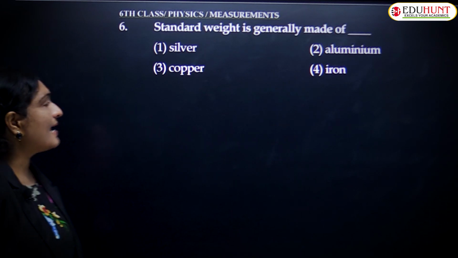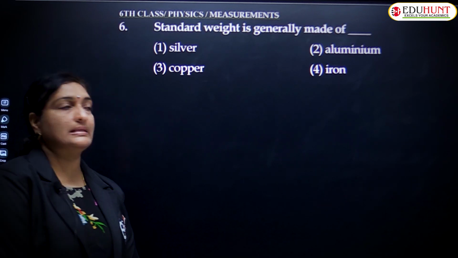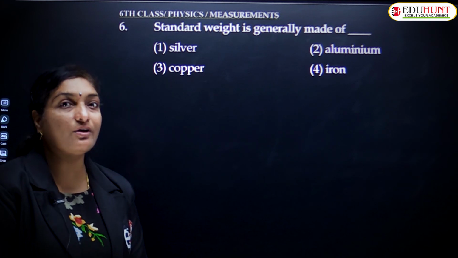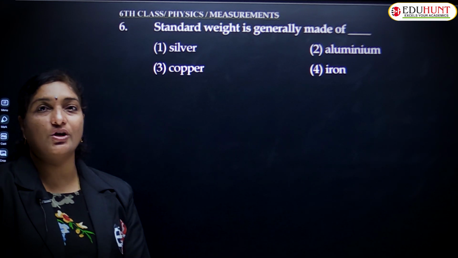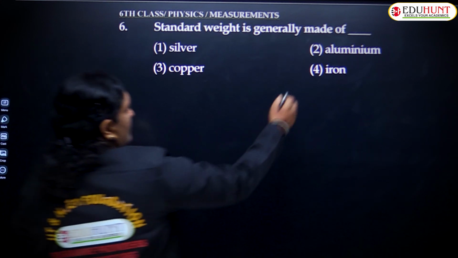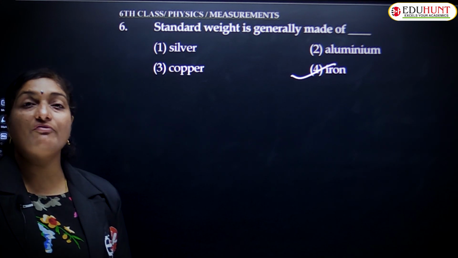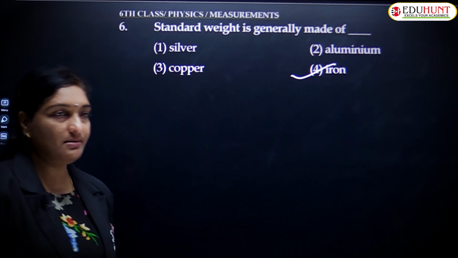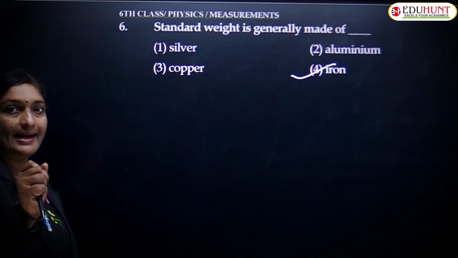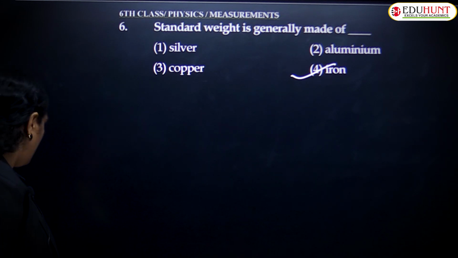Next. Standard weight is generally made up of which element? I told you, that black color which I showed you. Yes, iron. So, where is it? Here. The standard weights are generally made up of iron, which is hexagonal in shape, on the back of which the lead seal is given by the government, and a few people remove the lead.